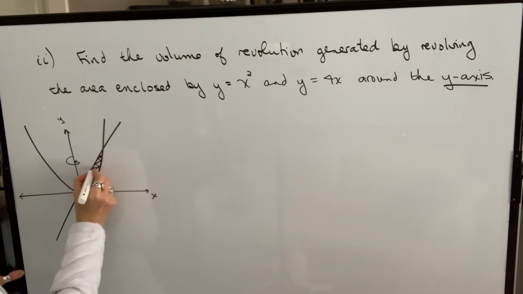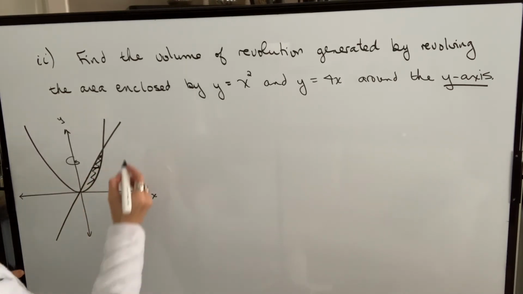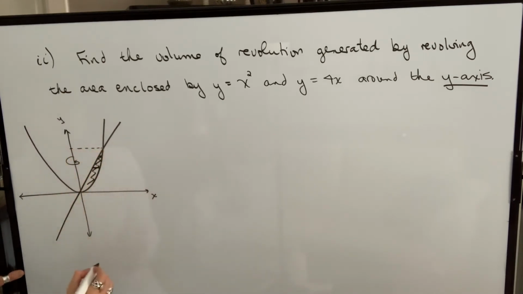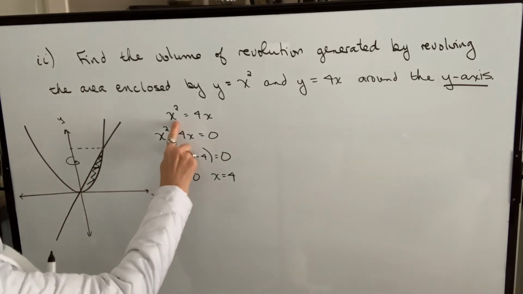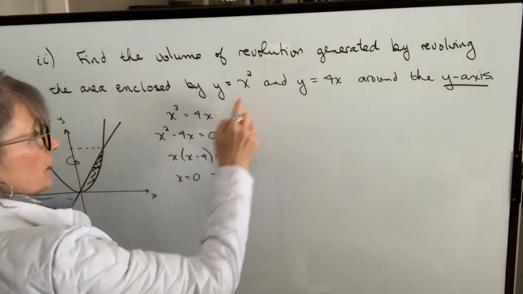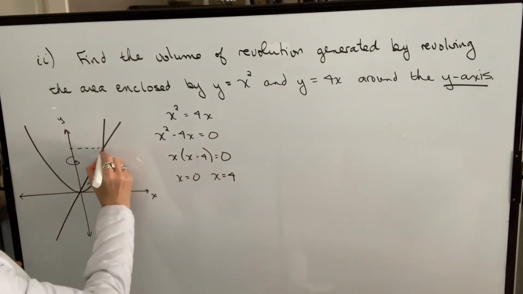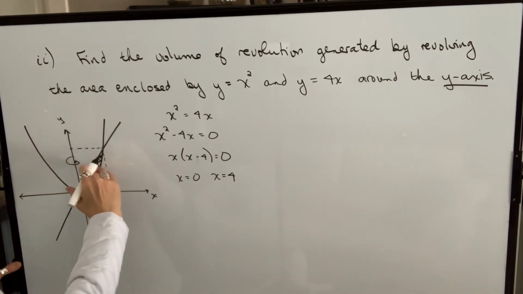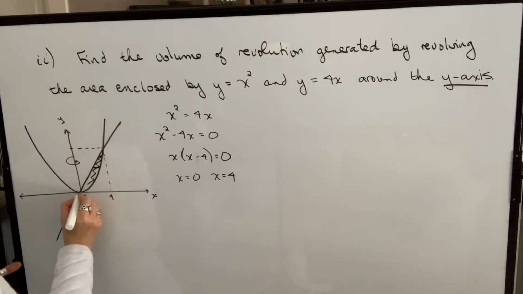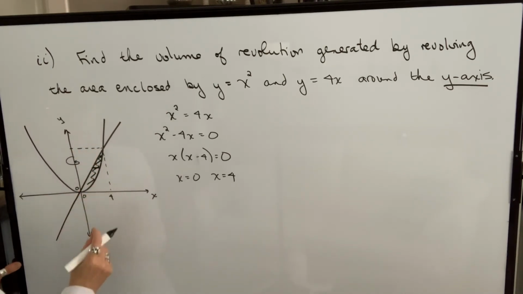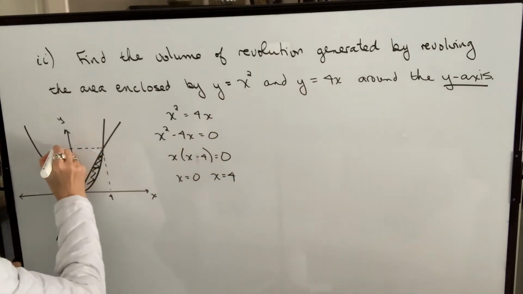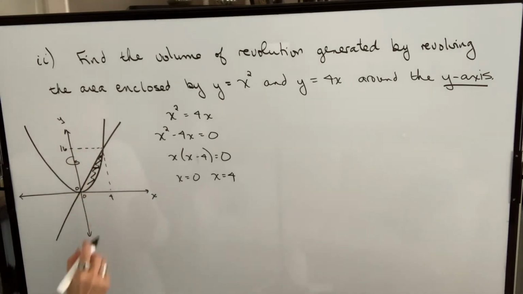So we're going to use horizontal rectangles, and we need to find our y values of intersection this time instead of the x, and we need to define our functions in terms of y. We found the points of intersection before by letting the y values equal each other, and we found the x values. So we know that we had 0 and 4. But because we're using horizontal rectangles, we need the y values. So when x is 0, y will be 0. And when x is 4, y will be 4 squared, or 4 times 4, 16. So it's important that we use the y values, not the x values.